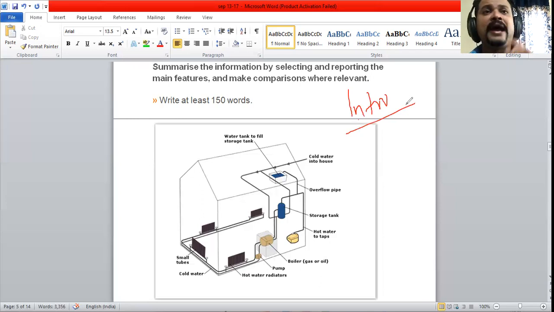In the introduction, you have to say what is the picture, what it is about. What is the picture? The picture is a diagram. And what it is about, it's about a system, that's a central heating system. Problem solved. These two essential ingredients should be there in the introduction.